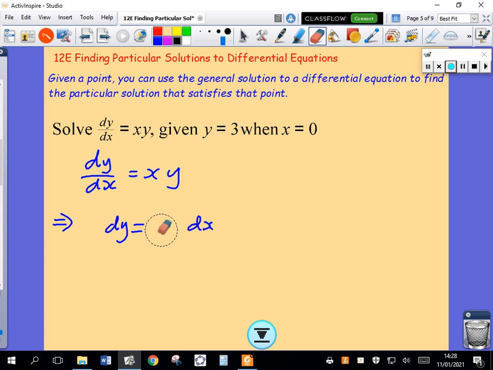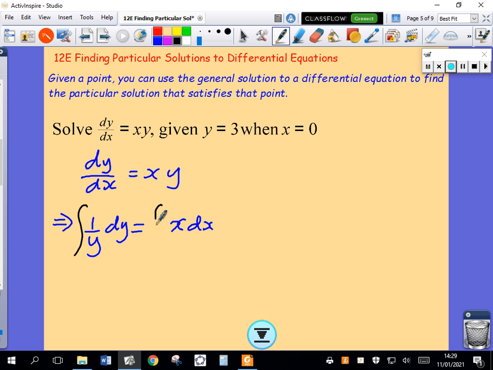I'll rewrite that to come out very clearly. That's an x dx. Dividing by y is giving me 1 over y. Okay, so we've separated. We have the y terms on the left with the y differential and the x terms on the right with the x differential.